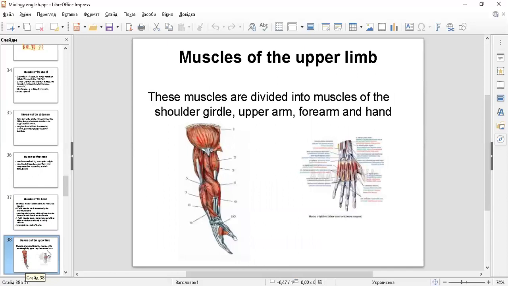Muscles of the upper limb. These muscles are divided into muscles of the shoulder girdle, upper arm, forearm, and hand.